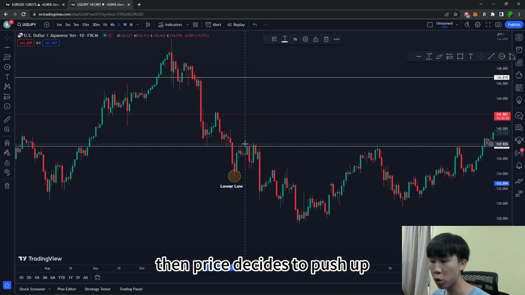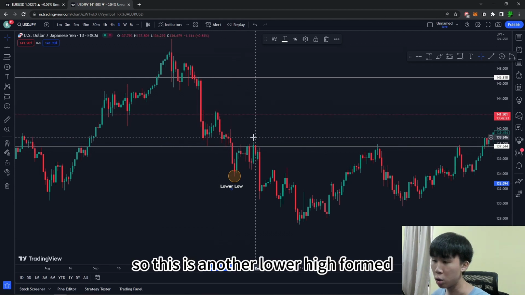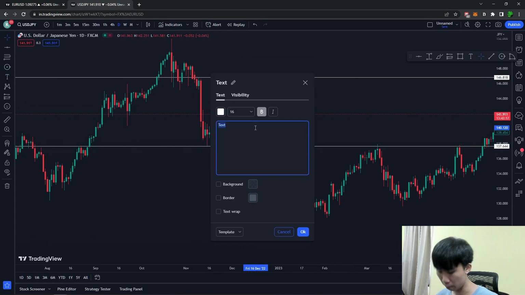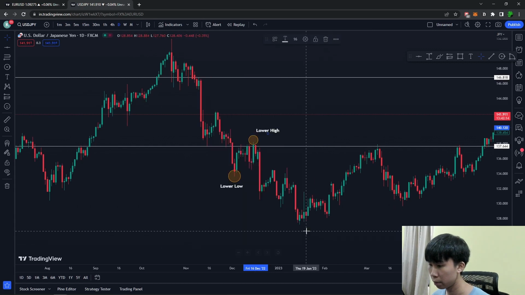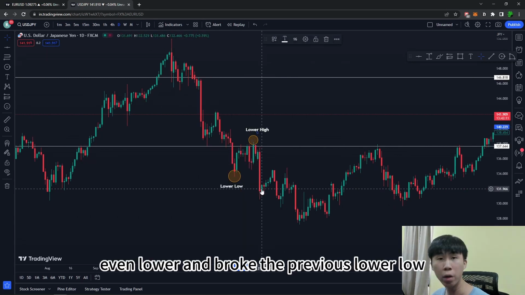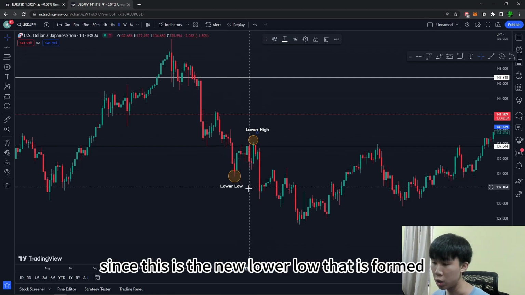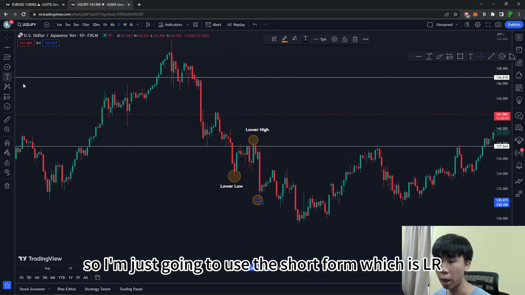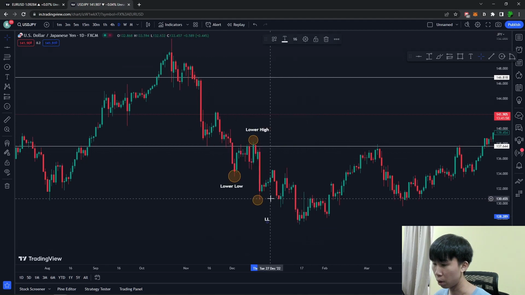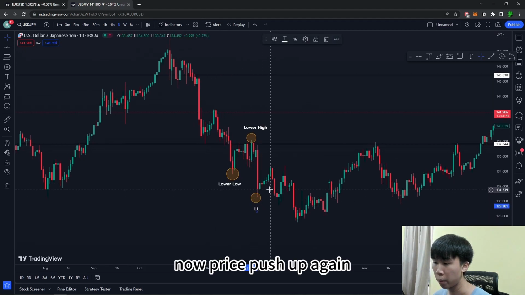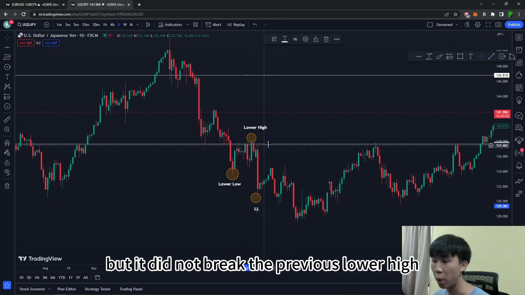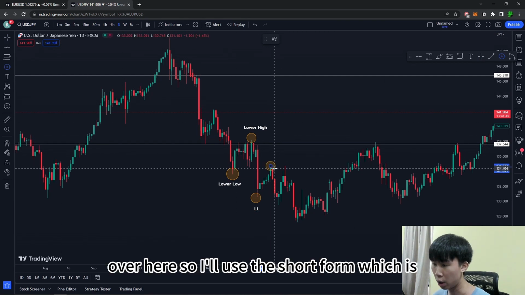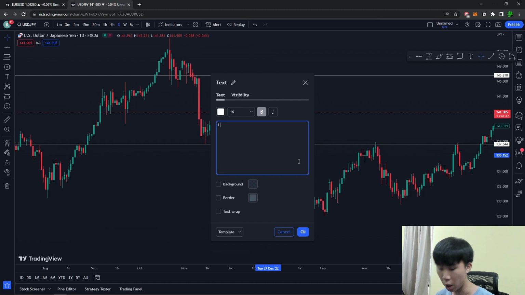Then price decides to push up, but it did not break the previous high. So this is another lower high formed. So we can safely say this is a lower high. Next up, price pushed down even lower and broke the previous lower low. Since this is the new lower low that is formed, I'm just going to use the short form, which is LL. Lower low here. Now price pushed up again, but it did not break the previous lower high. So this is the new lower high that is formed over here. So I'll use the short form, which is LH.